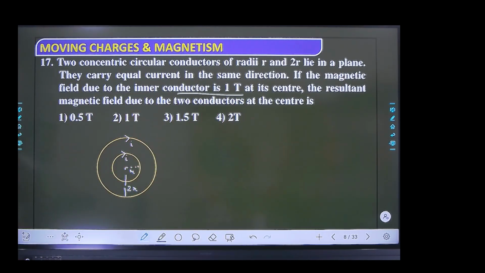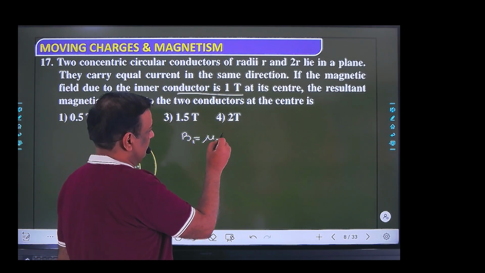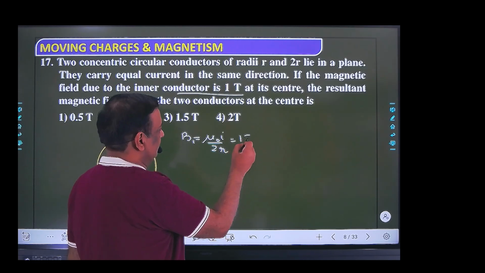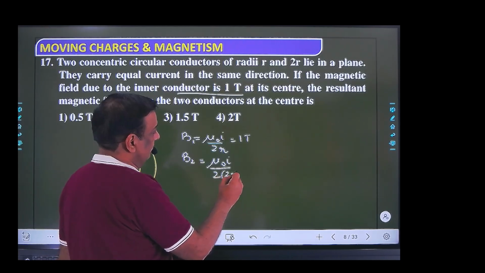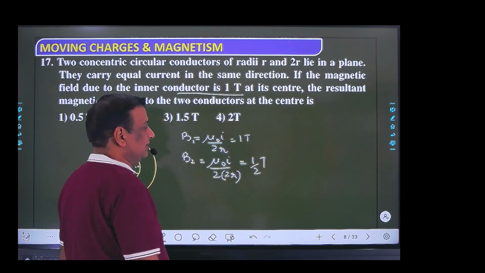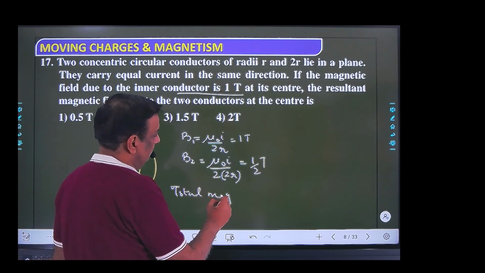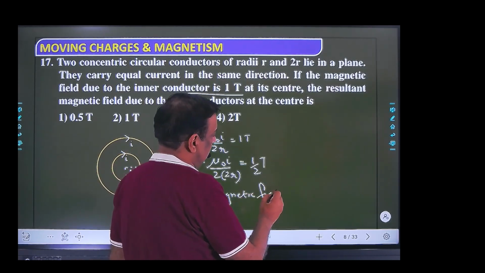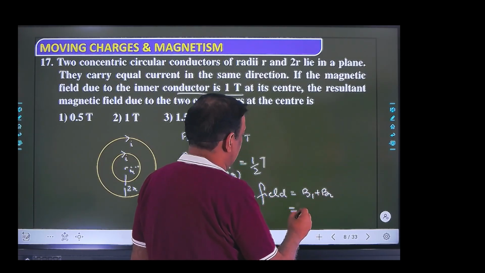Is the direction of the magnetic fields of both the same or opposite? Same, so we have to add both magnetic fields. For the inner conductor, the field is given as 1 Tesla. For the outer conductor, the radius is doubled and the current is the same, so the magnetic field becomes half. So the total magnetic field would be B1 plus B2.